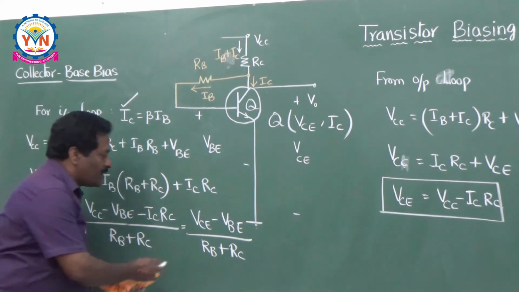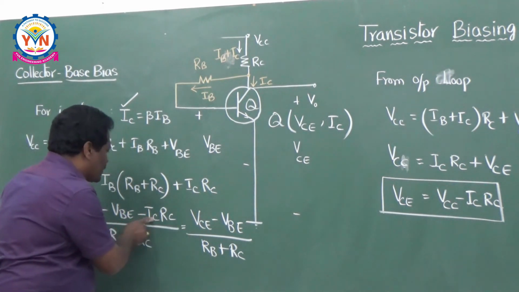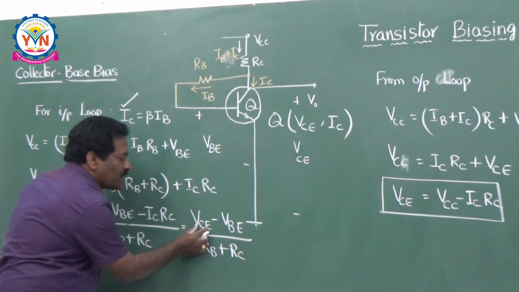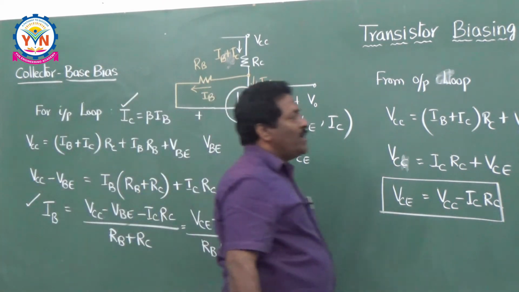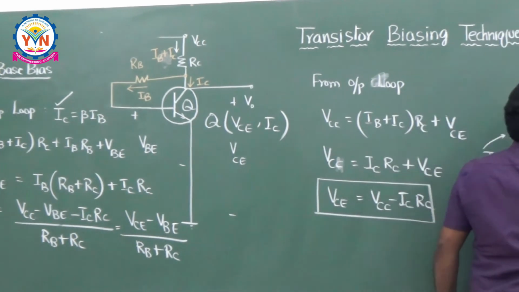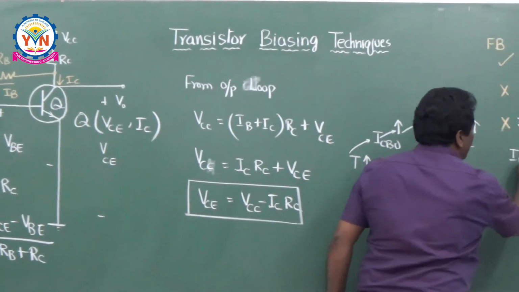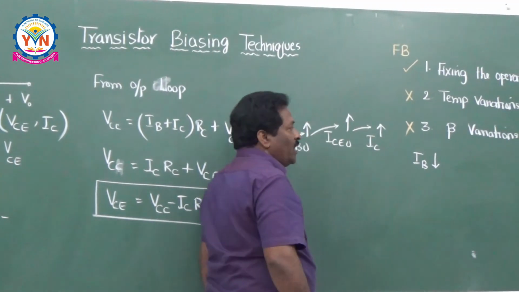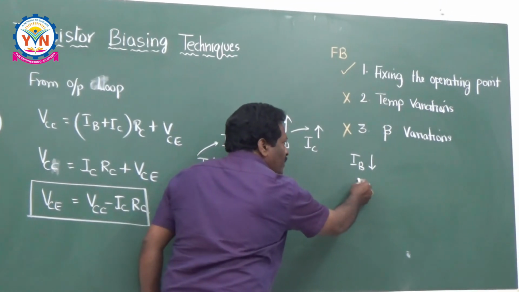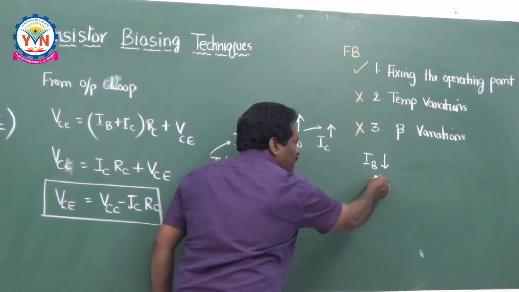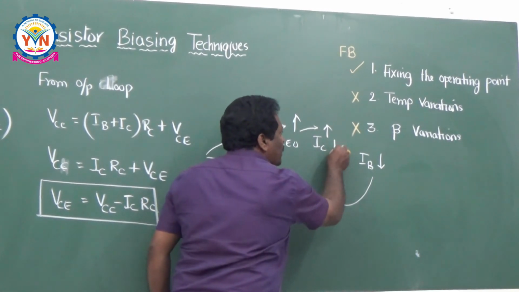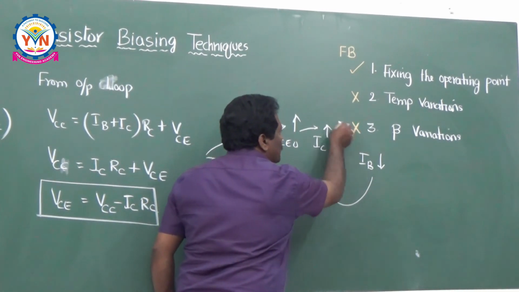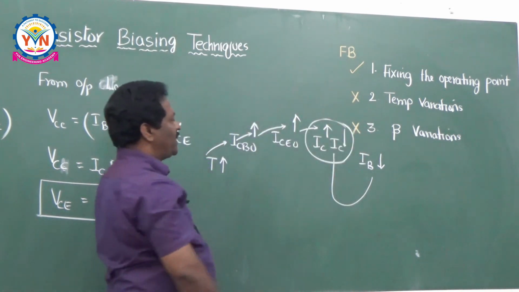So if you see this, what is VCE? VCE is VCC minus ICRC. So VCE decreases. VCE decreases means IB decreases. So that's why I can write here, if IC increases, then IB decreases. If IB decreases, then once again there is a control. If IB decreases, input current decreases, which means definitely your IC decreases. This is the action that is taking place.